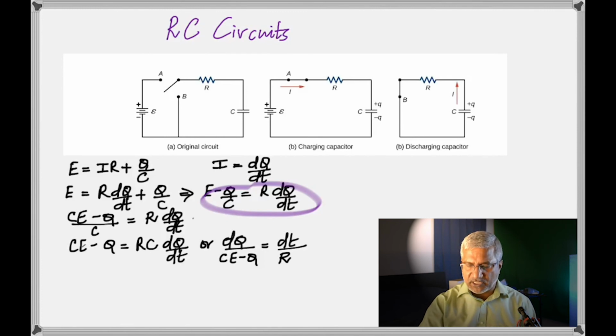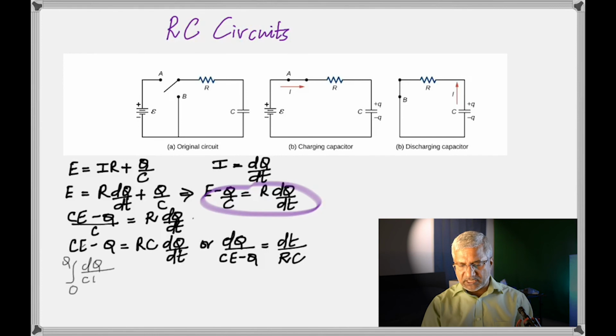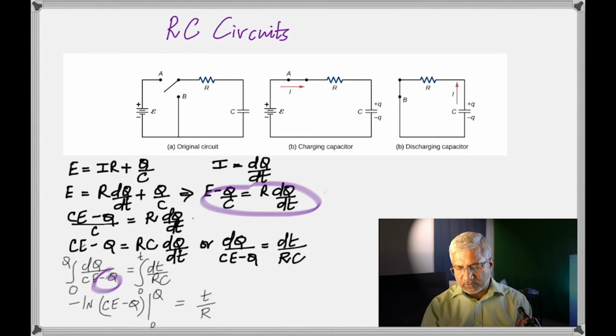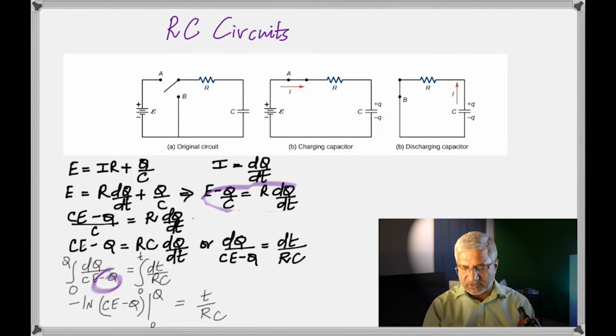Integrate both sides. On the left side, the limits will be 0 to Q, right? 0 to Q, because at time t equal to 0, the charge on the capacitor is 0. So 0 to Q, and on the right side, of course, 0 to T. So we're going to do that integration, and let's see what you get. The integral from 0 to Q of dQ by (CE minus Q) is equal to the integral from 0 to T of dt by RC. All right, here you're going to get a natural log and a negative, because you have negative Q. So negative natural log of (CE minus Q) is equal to T by RC. RC is a constant, so it's easy on the right side.